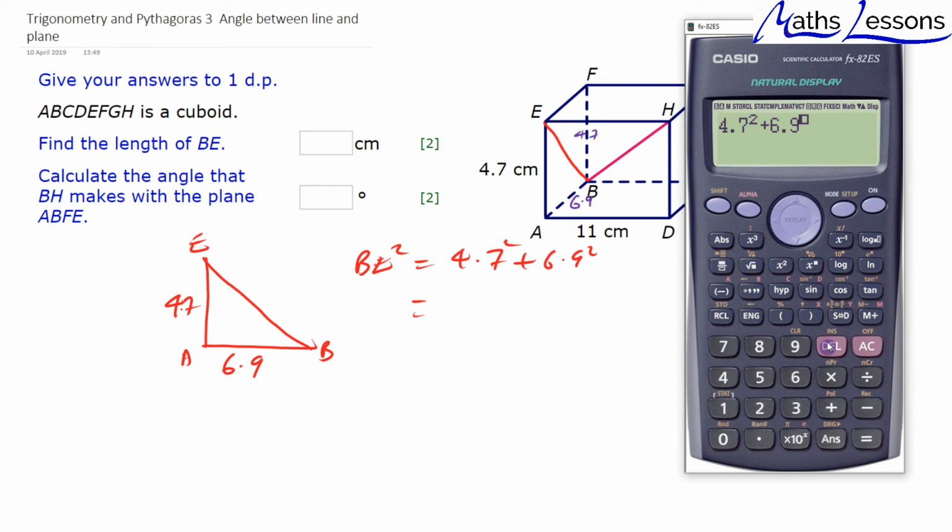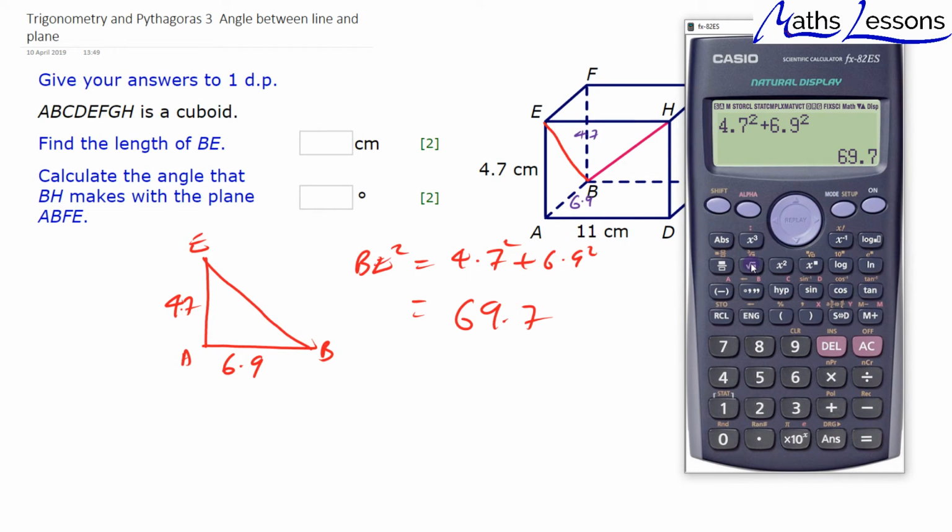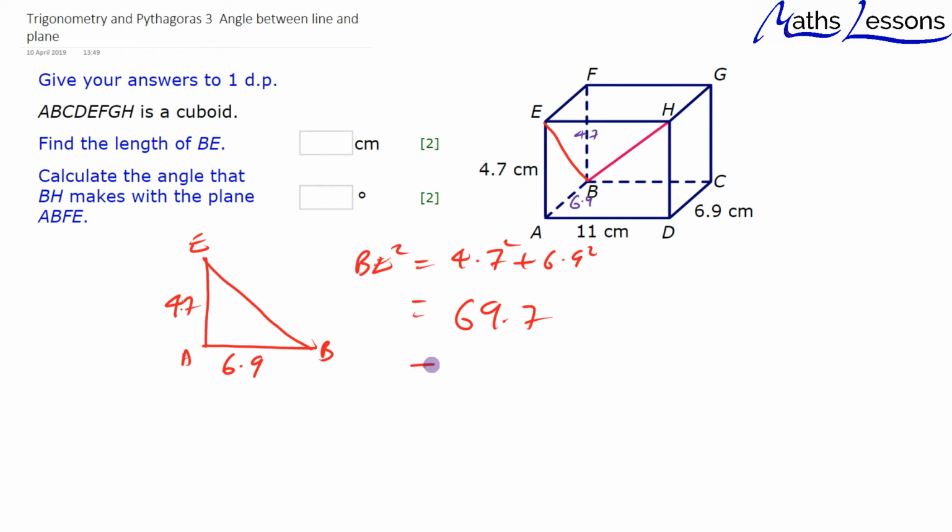And should I get it in the right place? There we go. And we get something like 69.7. And square root that. This is 8.34. So to 1 dp, 8.3. Actually, sorry, I forgot that was the easy bit.